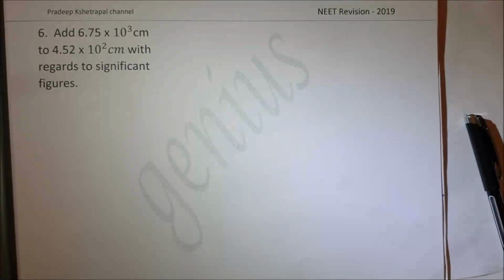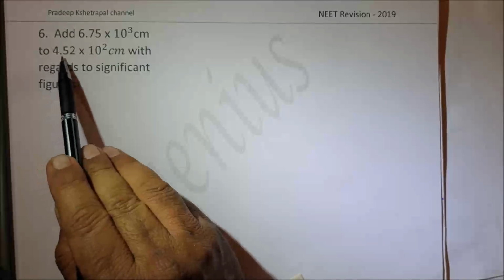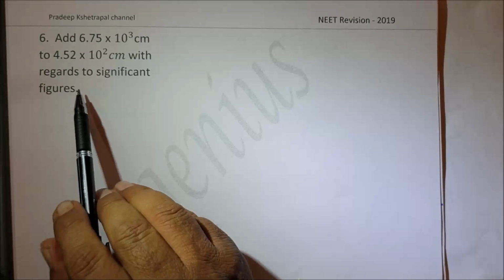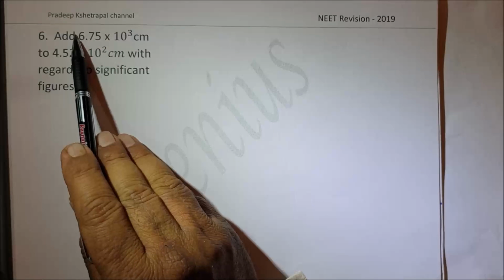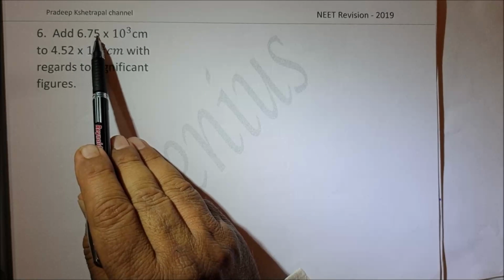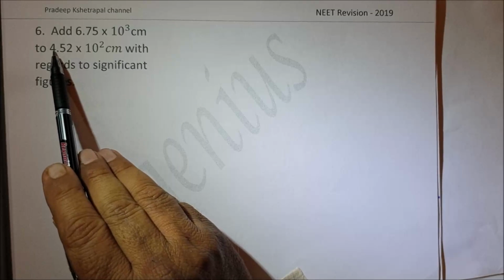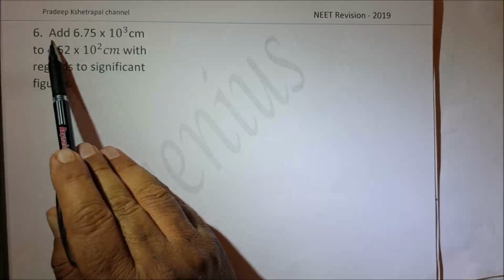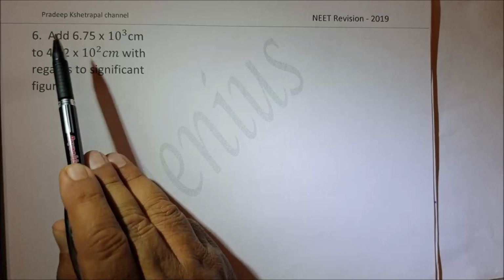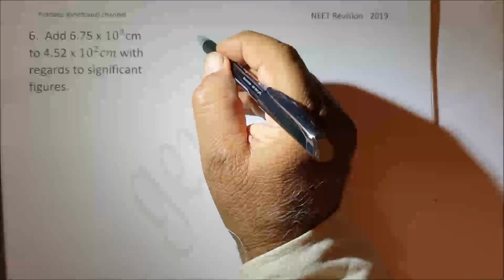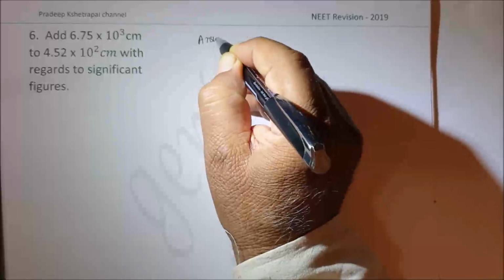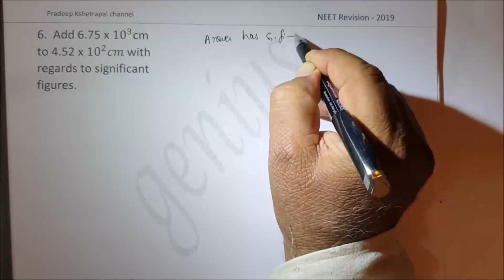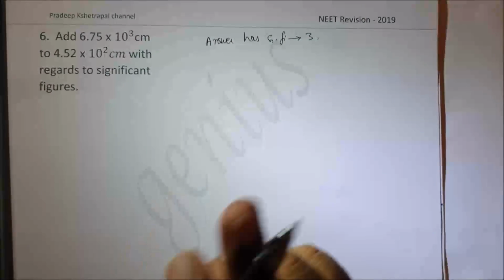Add 6.75 into 10 to the power 3 centimeter to 4.52 into 10 to the power 2 centimeter with regards to significant figures. Now, in the first one, we find there are 3 significant figures, 1, 2, 3. In the second again, there are 3 significant figures. So in our answer, what operation are we doing? We are doing addition. So in addition, our answer will have significant figures. How many? 3. That is true, it will have 3 significant figures.